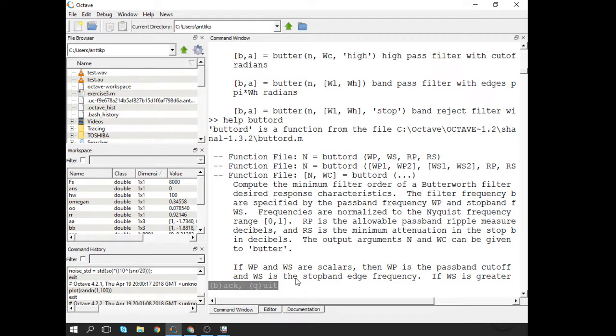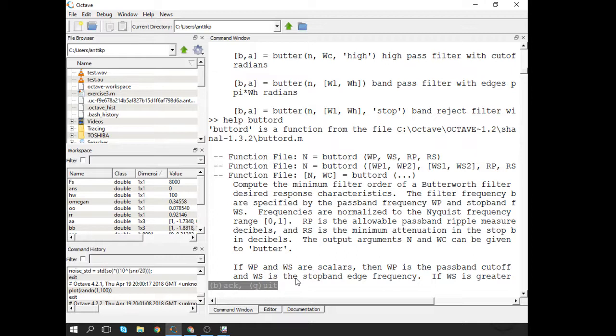N equals BUT-ORD. Wait a minute, how does it go? Minimum filter order of a Butterworth filter, desired response characteristics, passband frequency WP, stopband frequency WS, passband ripple, and RS is the minimum attenuation. Okay, so for Butterworth, the parameters would be ripple. I think they are asking for where do we define the cutoff frequency. We'll see.